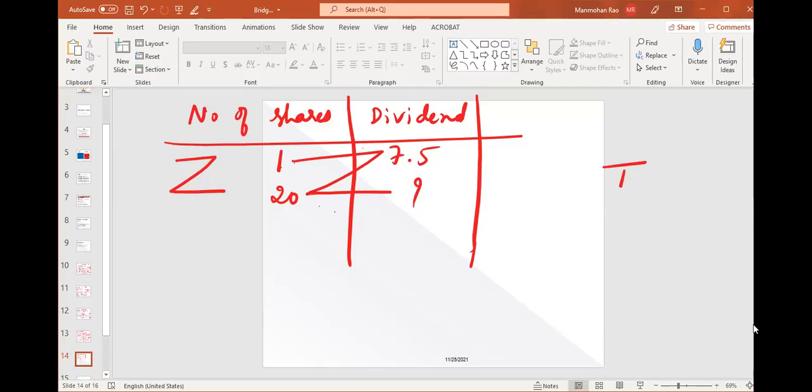Start with 1 in the denominator, 7.5. What is the meaning of 7.5 upon 1? 7.5 rupees dividend you get for one share, number of shares. Correct? If you have one share in the company, you get 7.5 rupees dividend. If you have 20 in the company, how much? This denominator, we should end with a question mark. So this is the rule of cross multiplication. Dividend is calculated in this way. What is the question mark? The question mark comes under the dividend column. So this is dividend.